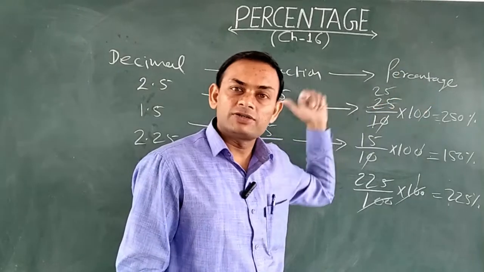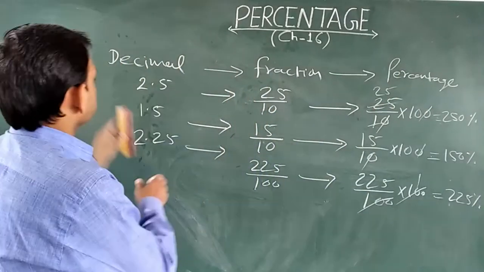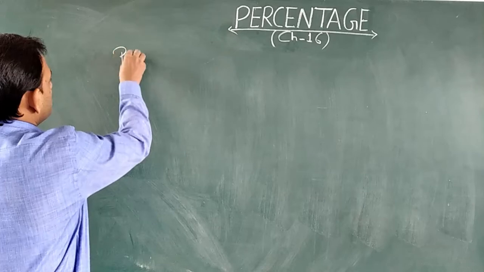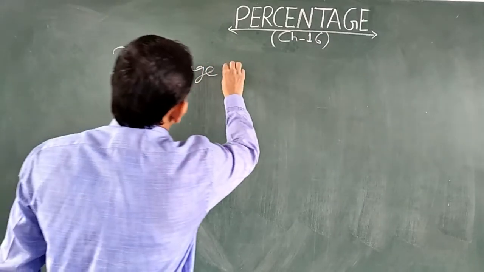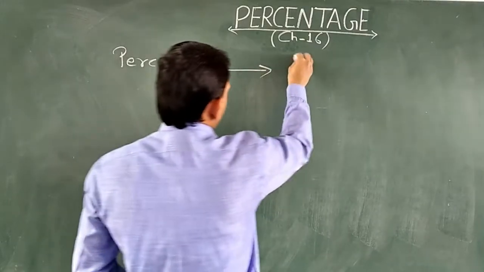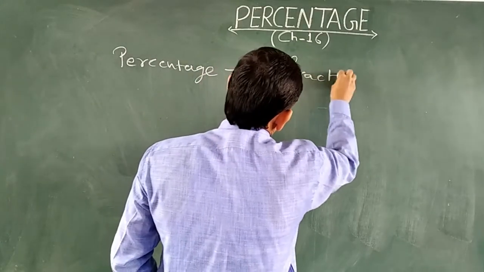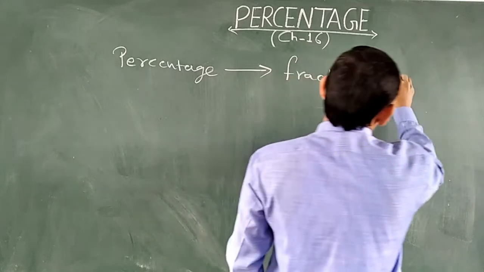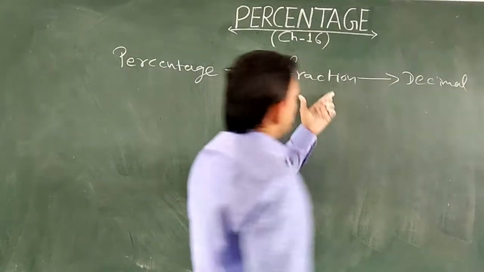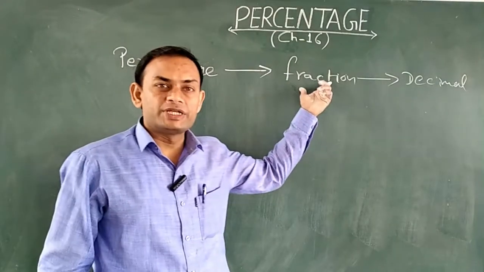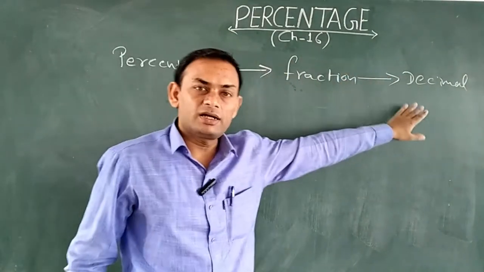Now I will tell you the reverse conversion. Okay. Now suppose percentage is given, so you will change it first of all into the fraction, and then you will change it into the decimal. The fraction just works like a bridge between the percentage and the decimal.